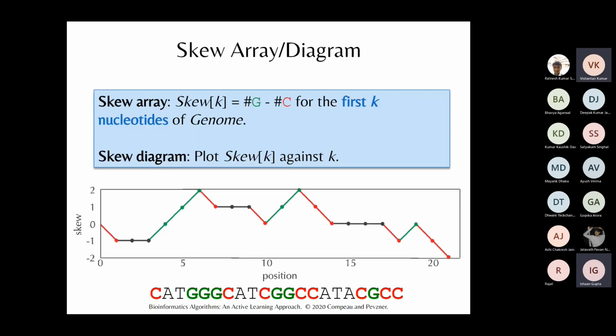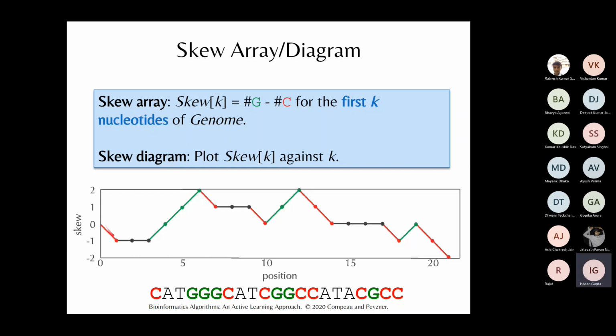Computationally? Yes, sir. So in order to solve this problem, we make what's called skew diagrams. A skew diagram can be defined as follows: skew for nucleotides K is equal to the number of Gs minus the number of Cs for the first K nucleotides of the genome. All right.